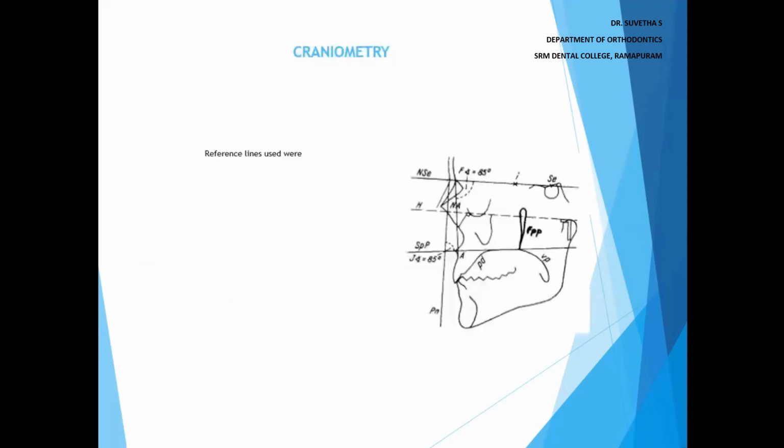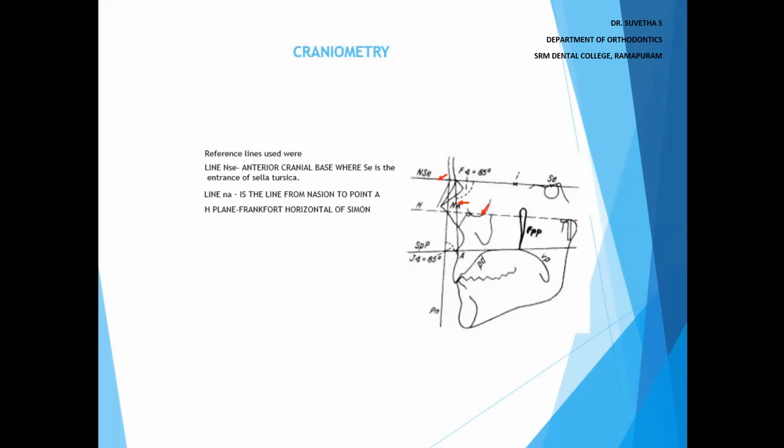So let us see the planes that are used in the craniometry one by one. The first reference plane will be the anterior cranial base, where the line extends from the nasion point in the anterior region to the sella entrance point in the posterior region. The second reference plane will be the line that is dropped from the point N to the point A, which is the deepest point in the concavity of the upper arch.